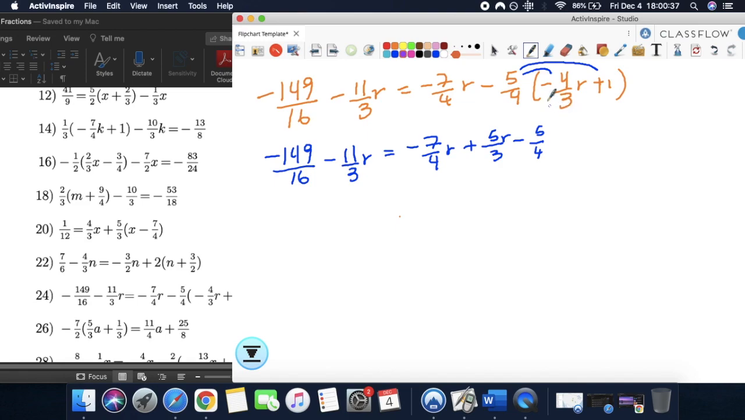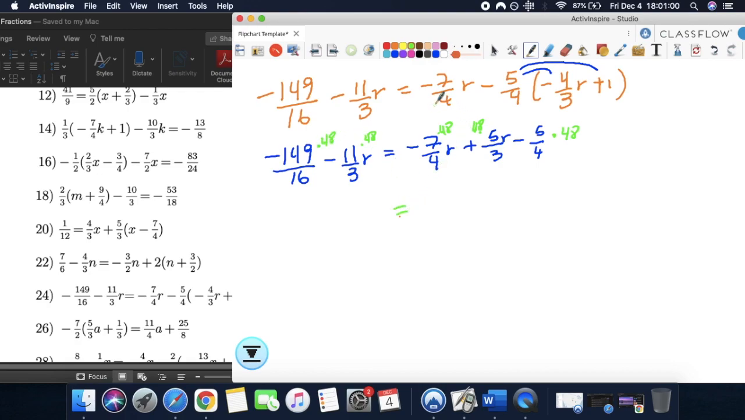Okay. And the LCM of 16, 3, and 4 is 48. So I'm going to multiply every term by 48. You can combine these two, like if you wanted to, you can combine the 7/4 r and 5/3 r, but I'm just going to multiply everything by 48 and then do whatever combining I have to do. So let's just show that I'm multiplying all these terms by 48.